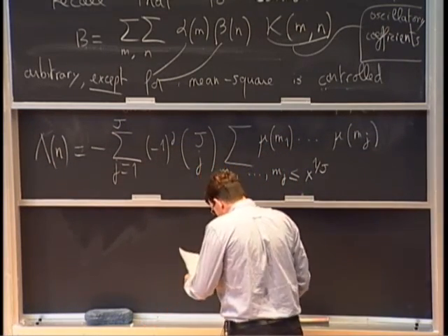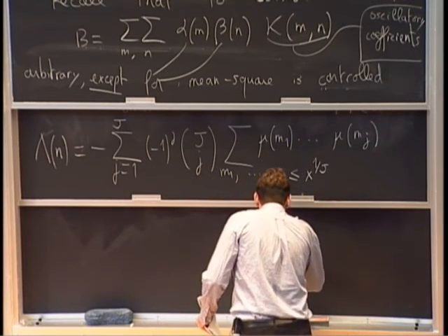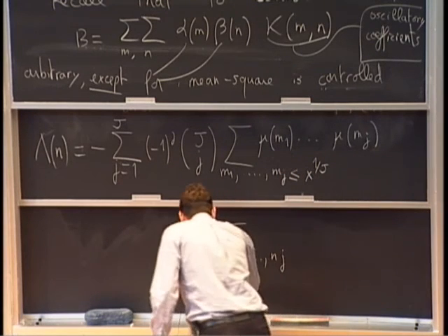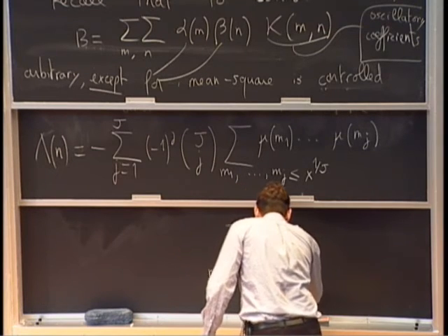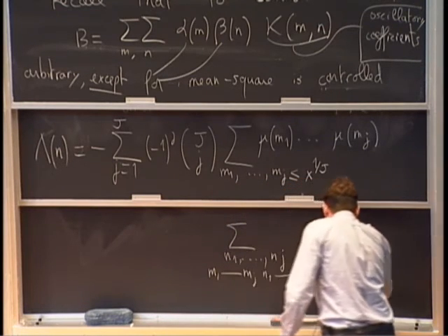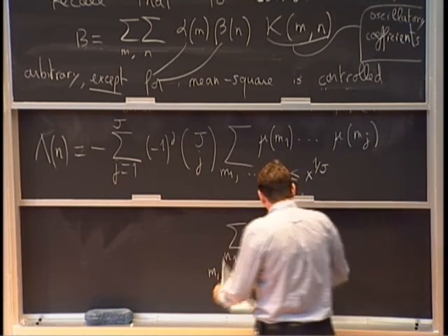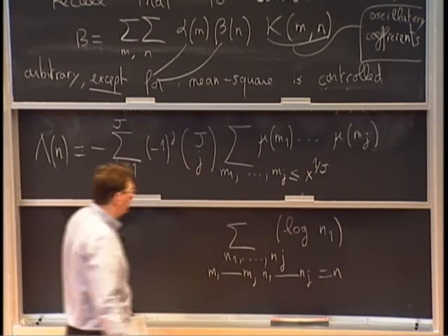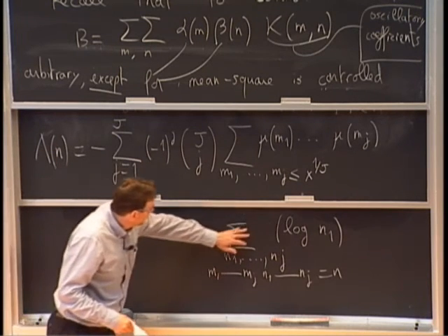And then there are some new variables n1 up to nj, constrained to have the property that the product of the m's and the n's is equal to n. So n has to come up somewhere. This is a formula for the von Mangoldt function at n. But now you have nice smooth functions. Okay, more precisely, one of the variables has the log as a coefficient, the other one variable has just the 1 as coefficient.